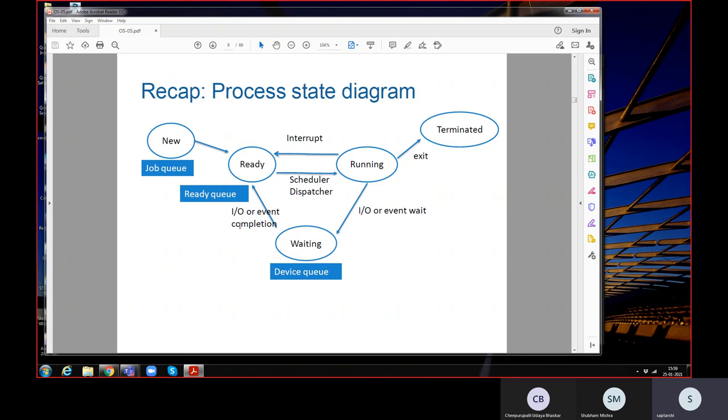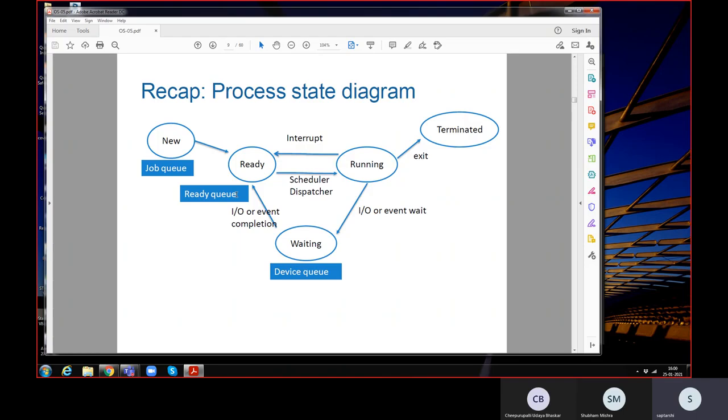Again, when the IO or event completes at some later point of time, the kernel will shift this PCB from the device queue to the ready queue, because presumably, once the IO completes, the process would again be ready to be allocated to a processor. Therefore, it's shifted from the device queue to the ready queue. Great.